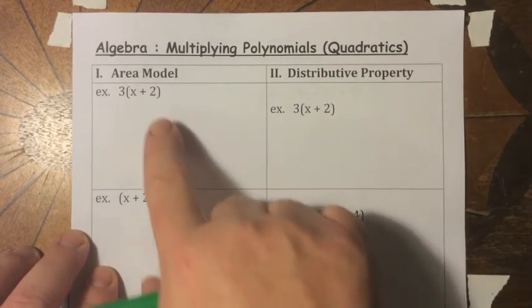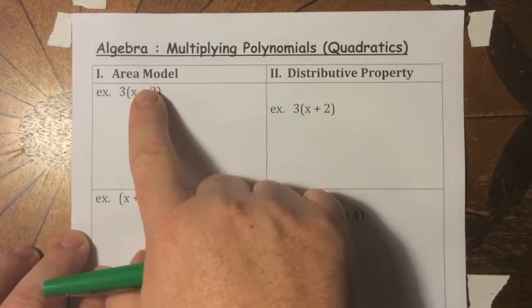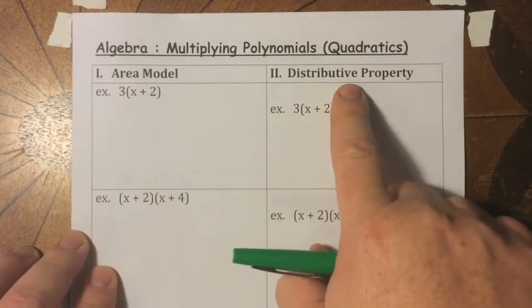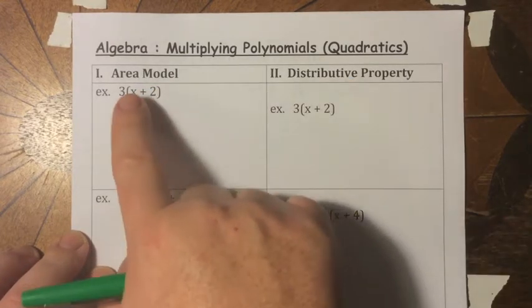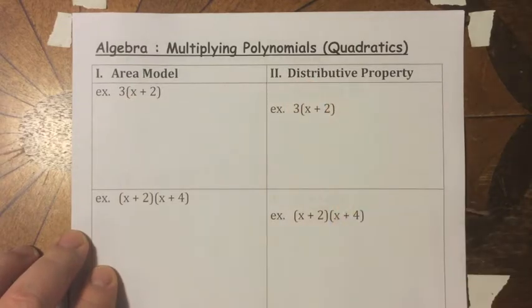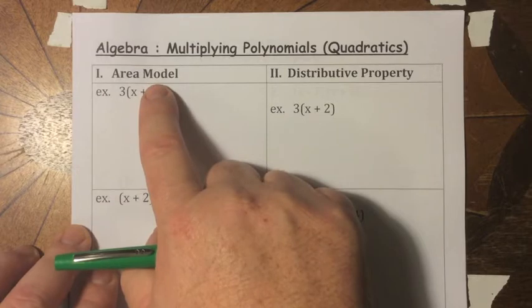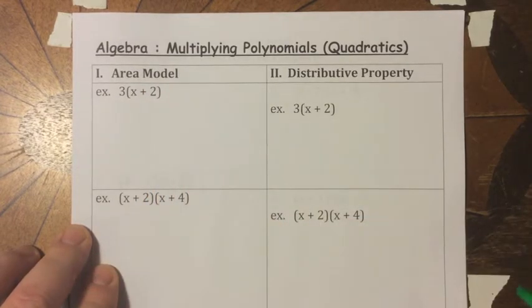And so I want to begin by just discussing the two different methods that we're going to be using. I'm going to be using both an area model and the distributive property. Both of these methods work equally well. I really like the area model because it allows you to organize all of your terms in a very clean and easy route. So let's just go ahead and begin.